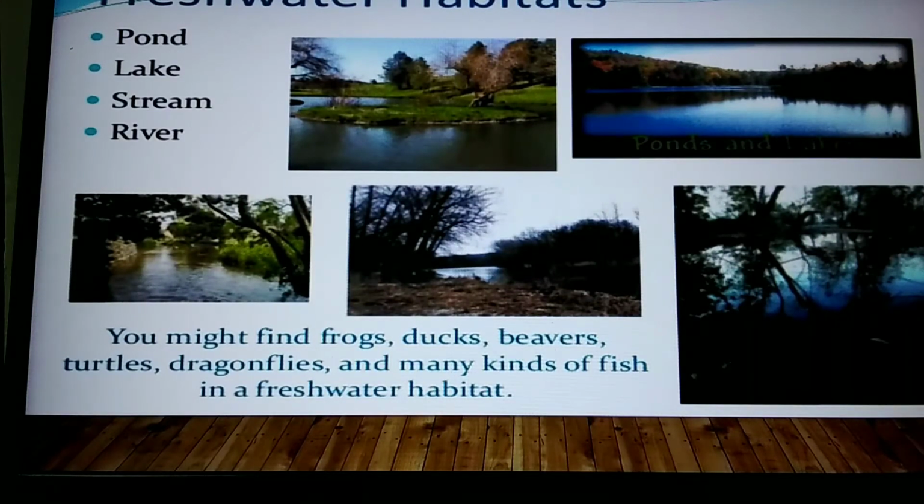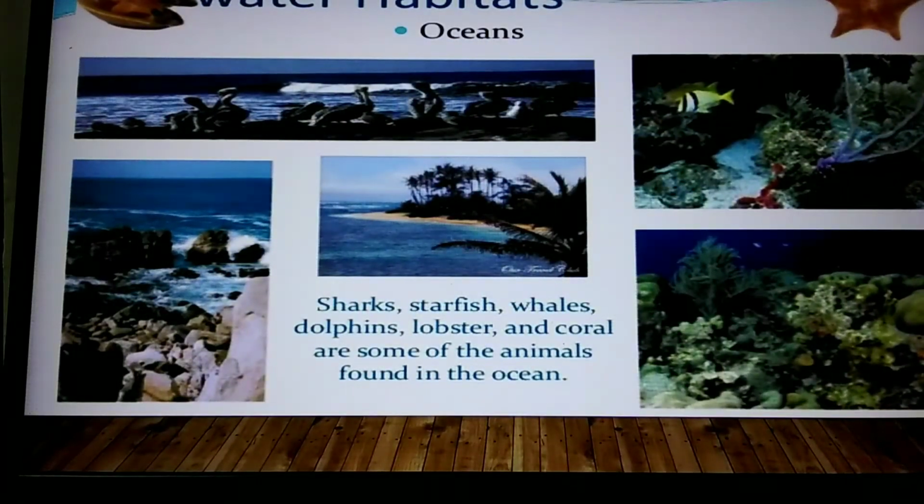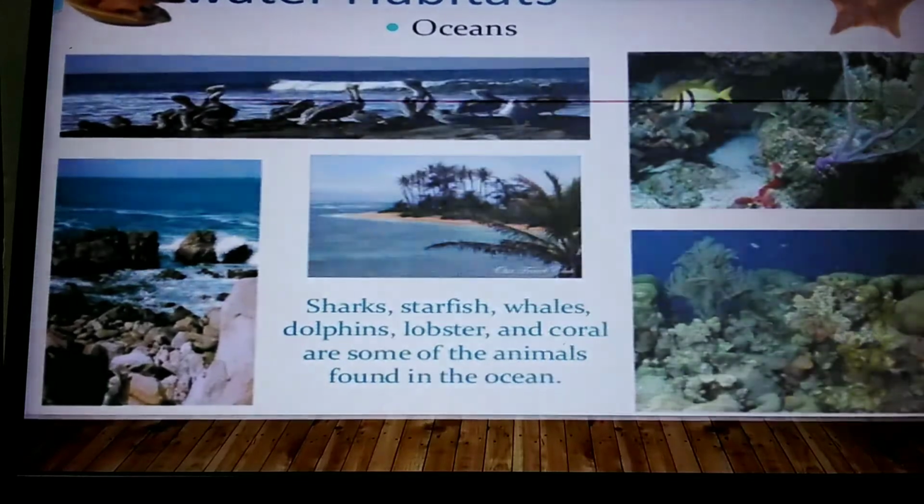We can see many types of frogs, ducks, beavers, turtles, dragonflies, and many kinds of fish in fresh water. Then next, saltwater, sea or ocean habitats: sharks, starfish, whales, dolphins, lobster, and coral are some of the animals found in the oceans.